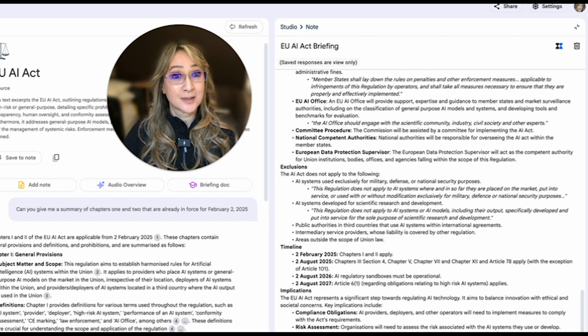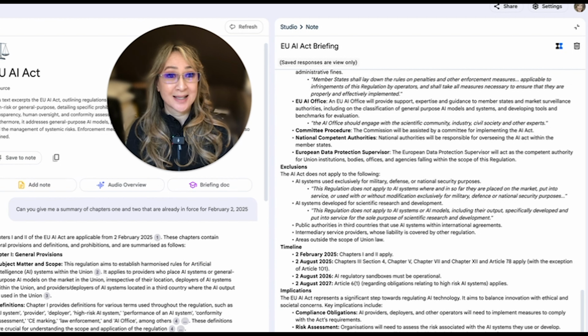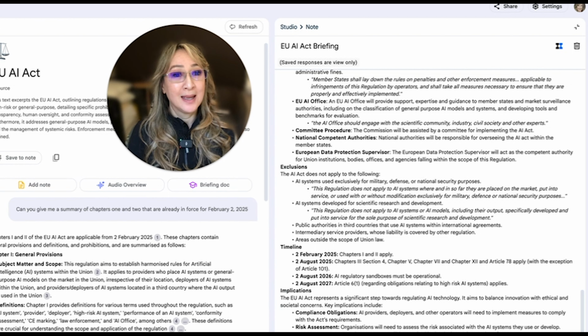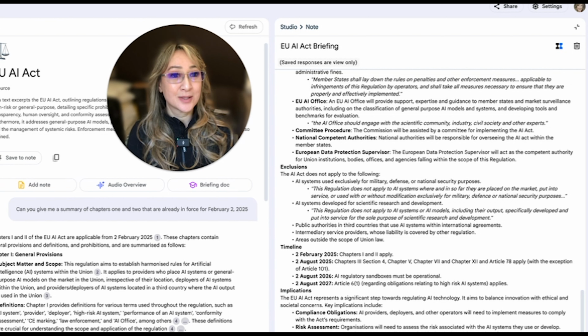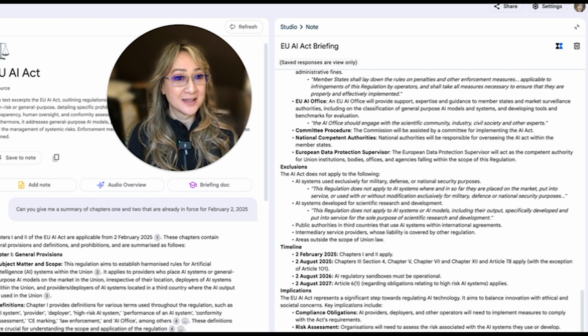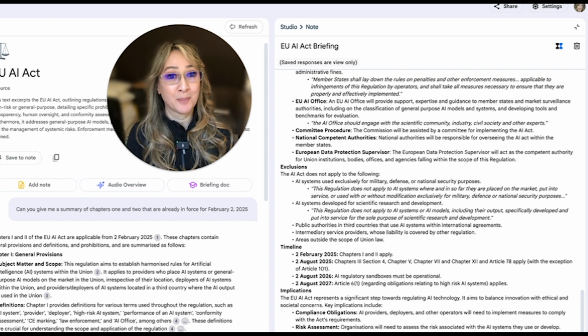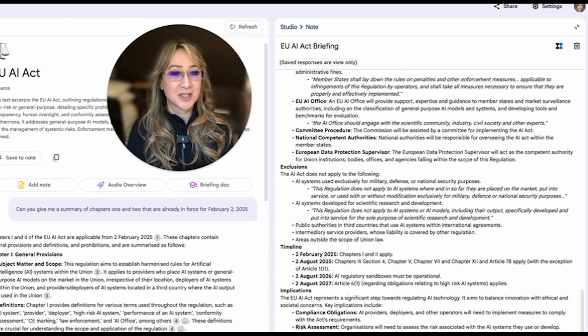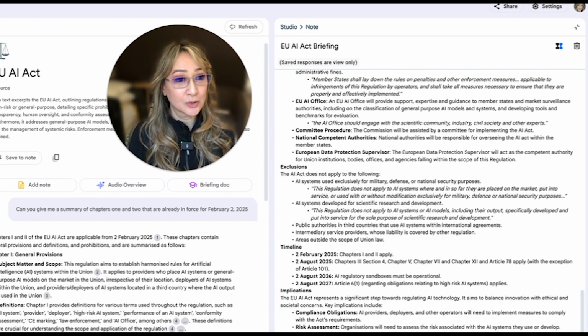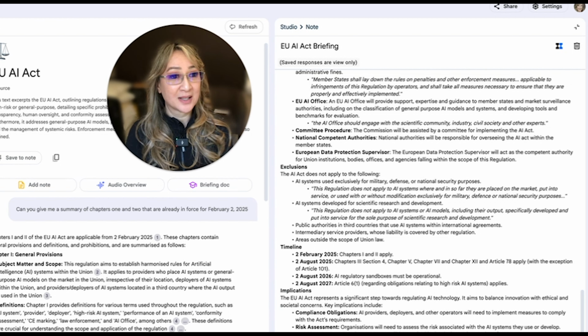exclusions. Okay, so the AI Act does not apply to the following. This is interesting. AI systems used exclusively for military, defense, or national security purposes. So this regulation does not apply to AI systems where and insofar they are placed on the market, put into service, or used with or without modification exclusively for military, defense, or national security purposes.